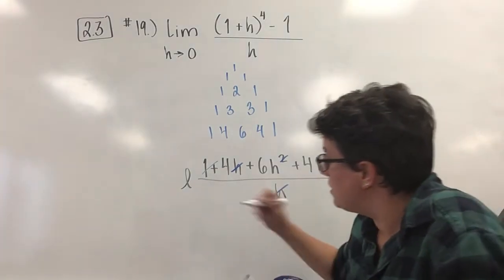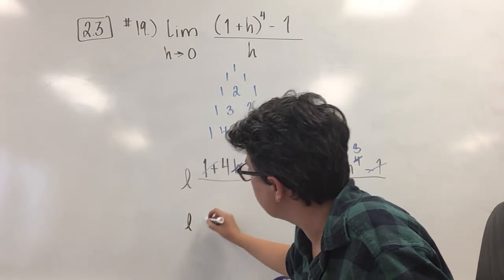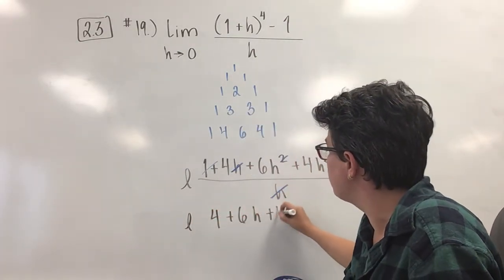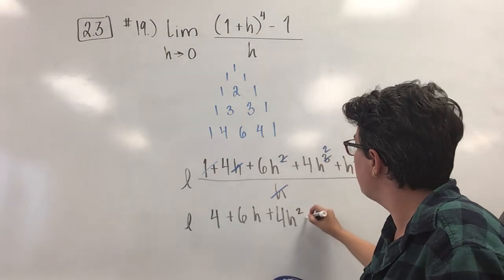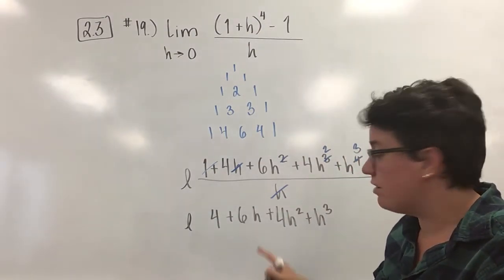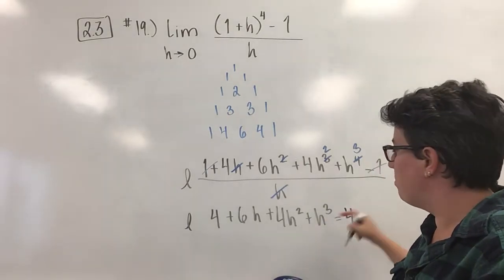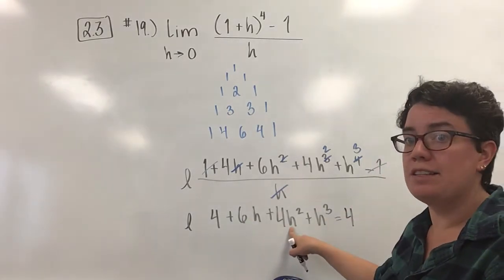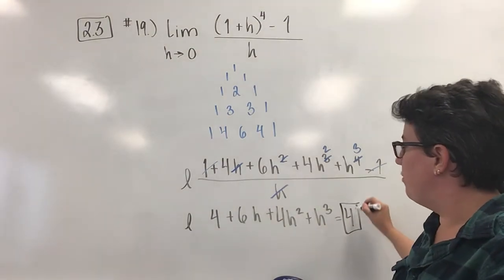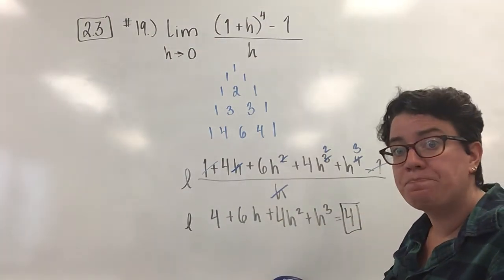So this becomes the limit as h approaches 0 of 4 plus 6h plus 4h squared plus h to the third. And when we plug in 0, this becomes 4 plus 0 plus 0 squared plus 0 to the third. So 4 plus 0 is just 4.